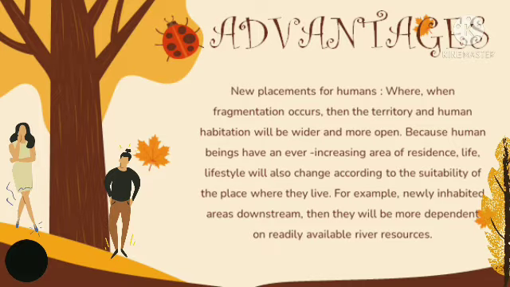Okay, when the fragmentation occurs, then the territory of human habitation will be wider and more open because human beings have an ever increasing area of residence life. Lifestyle will also change according to the suitability of the place where they live. For example, newly inhabited areas downstream will be more dependent on readily available river resources.